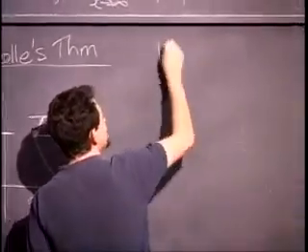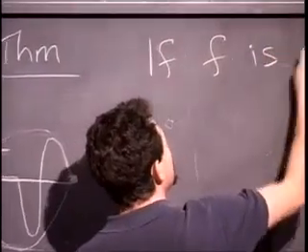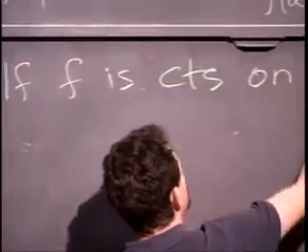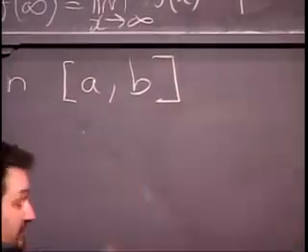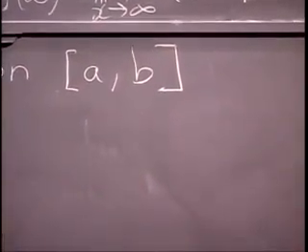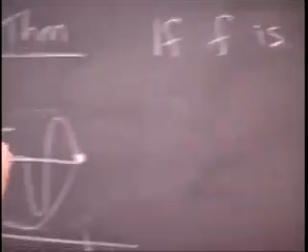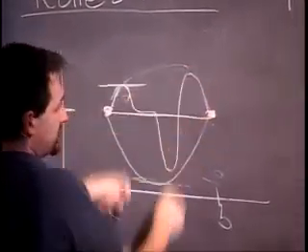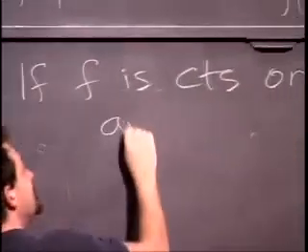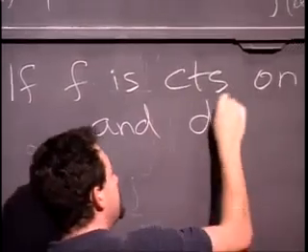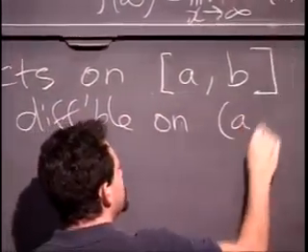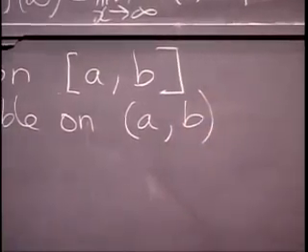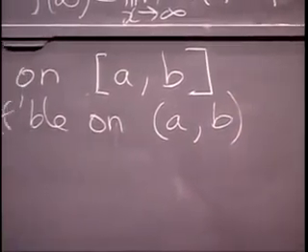this should be true. If f is continuous on a closed interval [a, b], and it's important that it be closed, meaning, of course, it includes a and b. Like this. It's continuous from the right here and from the left here and everywhere in between. And it's important that it is differentiable on the open interval (a, b). It doesn't really matter what happens at the endpoints for this particular thing.